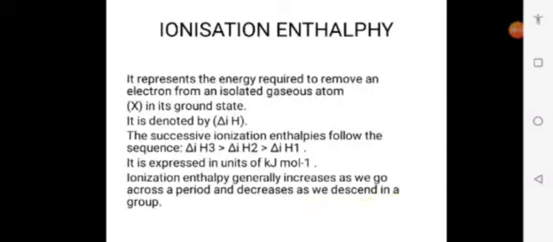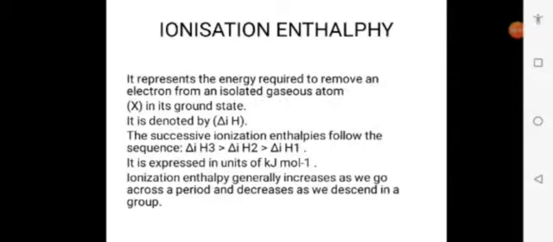Second thing is ionization enthalpy. This is the second trend. And what is ionization enthalpy? The ionization enthalpy means the amount of energy required when we remove the outermost electron from an isolated gaseous atom. By this ionization enthalpy, we can form cations. There are three types of ionization enthalpy: first ionization enthalpy, second ionization enthalpy, and third ionization enthalpy.